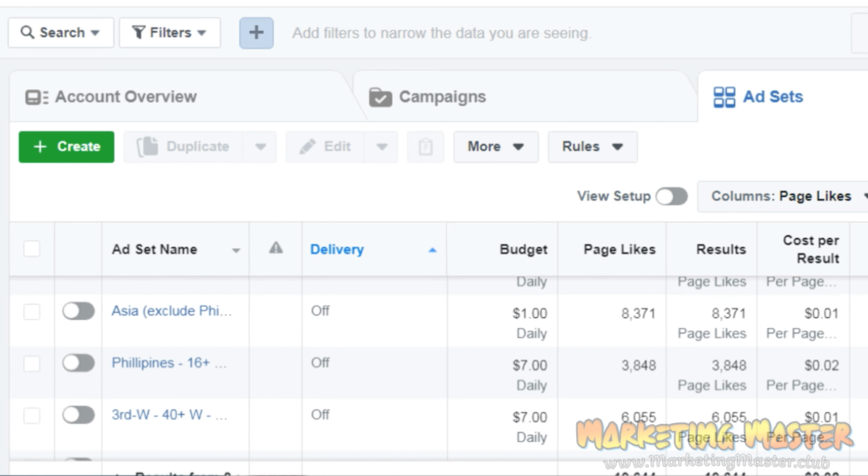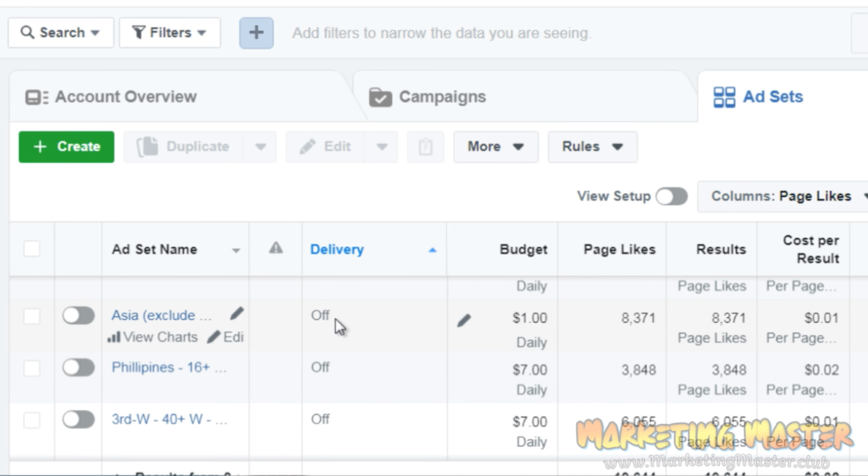So if I scroll down here, you can see Asia. This encompasses Asia, excluding Philippines. And I got about $1 daily budget, 8,371 page likes. So that's the result. And then of course, cost per result was 1 cent. So we spent $92 and we got a good amount of likes. Now, whenever I see this, I want to break things down further and maybe test out a different image and see what works.